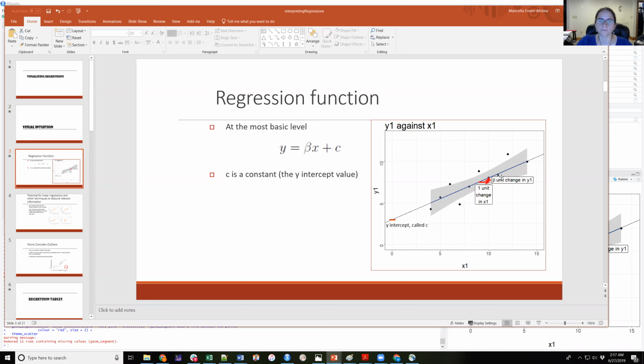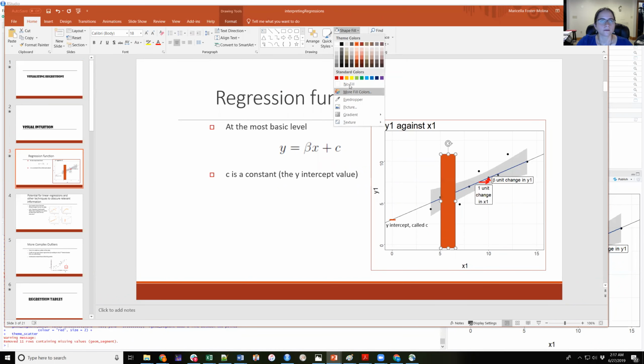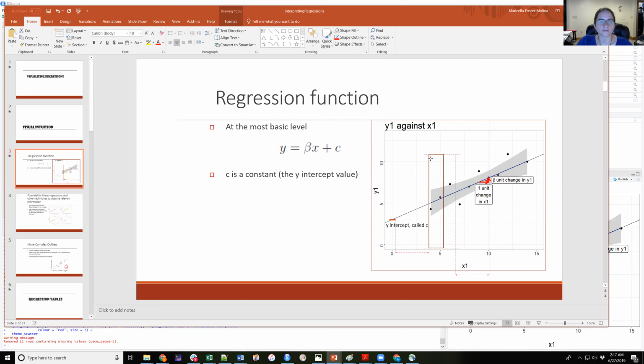best as possible. You'll note that the line goes approximately midway through any vertical cross-section of this data. So if I was to draw a rectangle through any portion of this data, you'll see that the regression line hits midway between the data points in any cross-section of this data. Not in all of them, you can't do it perfectly, but the math is going to try and make it as perfect as possible.